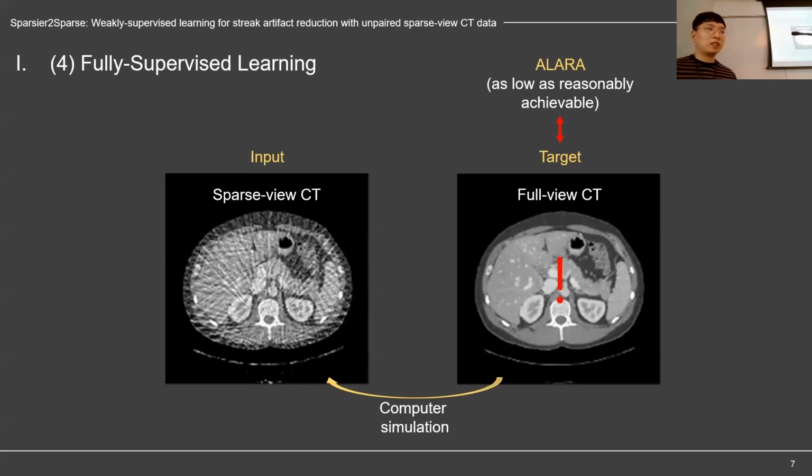Fully supervised learning in sparse view CT means that the CNN requires training and test datasets with paired sparse view and full view CT images, where the sparse view and full view CT images are set as the input and the target of the CNN respectively. Many methods generate sparse view CT images by computer simulation using full view CT data. However, in real practice, acquiring full view CT data from the patient can cause a potential risk of increasing the X-ray radiation dose, and it is against the ALARA principle.